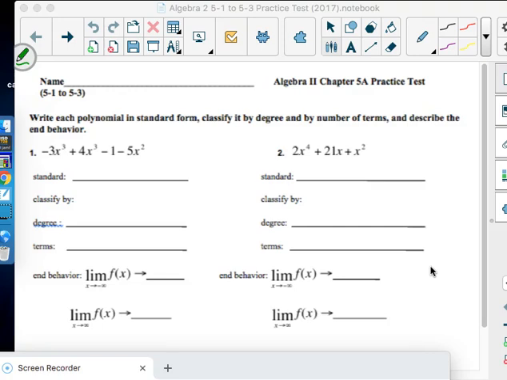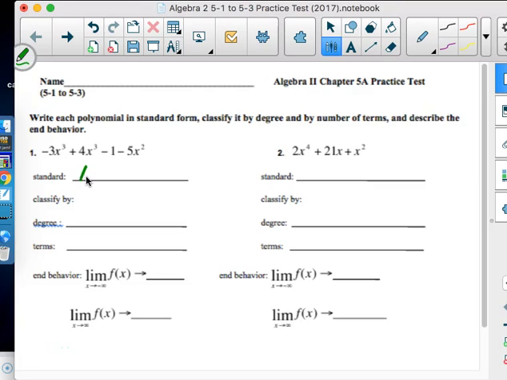We've got negative 3x to the third plus 4x cubed minus 1 minus 5x squared. Is that in standard form? What's wrong with it? If you said it's not in standard form, why not? Well, the negative 1 should be in the back. Can we do anything else with it? Yeah, we do have like terms. So negative 3x cubed plus 4x cubed would give us 1x cubed.